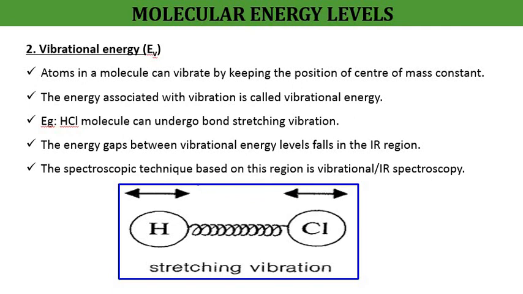The second type is vibrational energy. Atoms in a molecule can vibrate by keeping the position of center of mass constant. The energy associated with this vibration is commonly known as vibrational energy. For example, hydrogen chloride molecule can undergo bond stretching vibration. The energy gaps between vibrational energy levels fall in the infrared region. The spectroscopic technique based on this region is vibrational or IR spectroscopy.